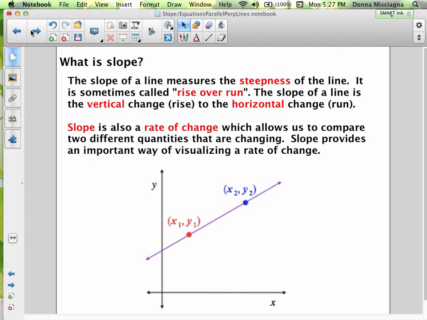Slope is also a rate of change, which allows us to compare two different quantities that are changing. So slope provides an important way of visualizing a rate of change. Okay? So we're looking at a rate of change here. And we're going to really just be focusing on linear functions. So for us, that rate of change is going to be our slope. Right? Let's look at the formula.